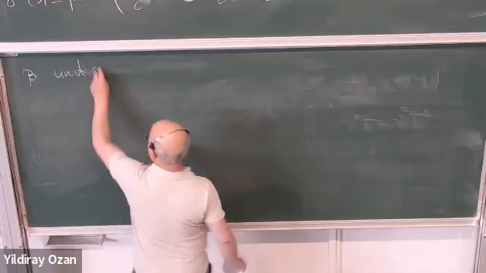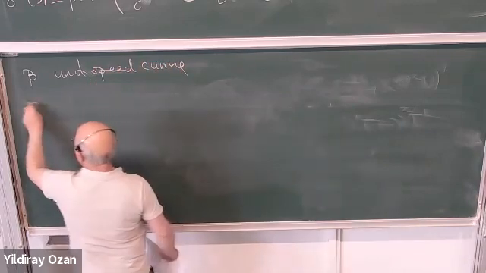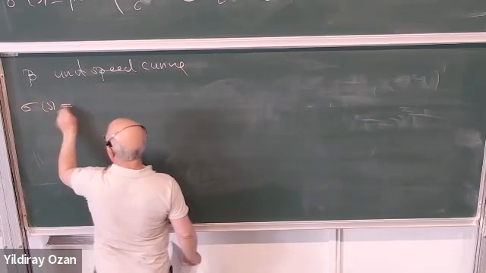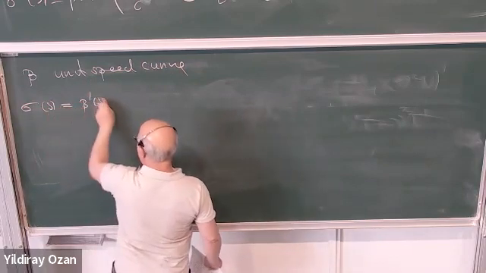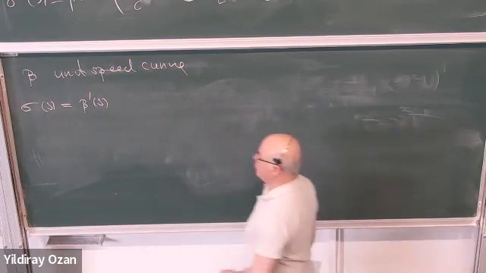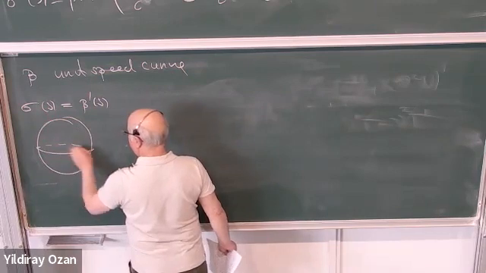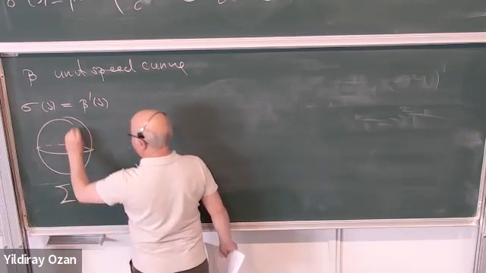Beta is a unit speed curve, and sigma of s is just the velocity vector of beta, so it just moves on the unit sphere sigma.